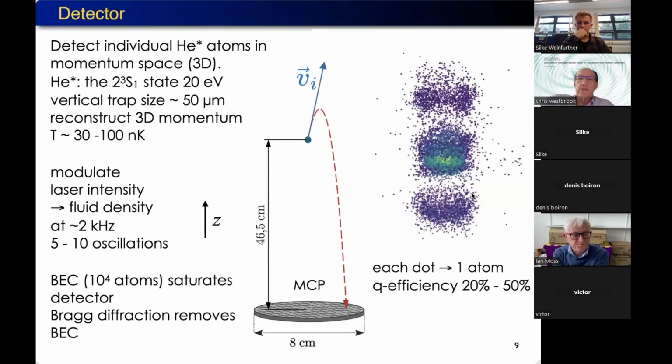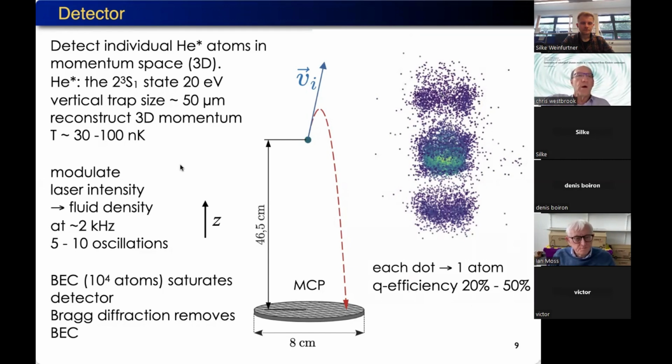The detector then allows us to reconstruct individual atoms, and we can make pictures like the one shown here, where each dot actually corresponds to an atom that landed. The thing in the middle is the BEC, which looks a little funny because it's partially saturating the detector. Above and below it are the side bands due to this particle creation. That is to say, particles that have been created with a slightly higher velocity than the BEC and ones with a slightly lower velocity than the BEC. The detector has a quantum efficiency which we estimate to be between 20 and 50%, and that's going to be important later.